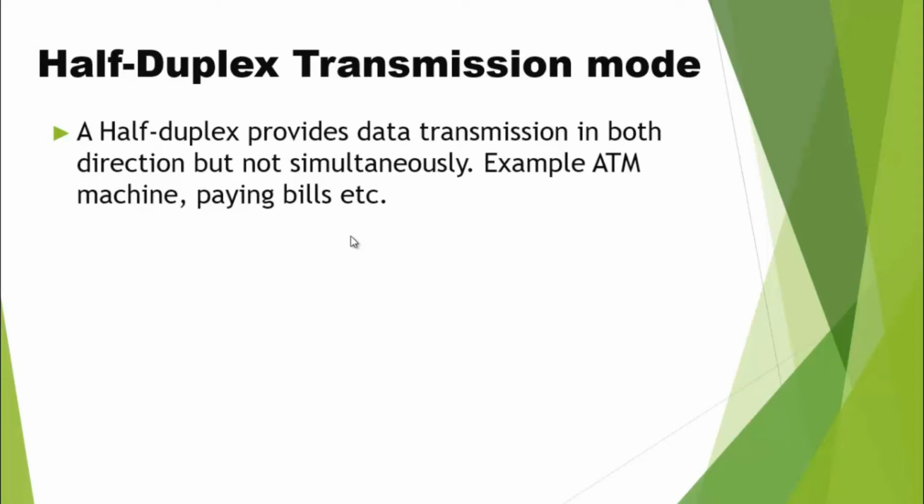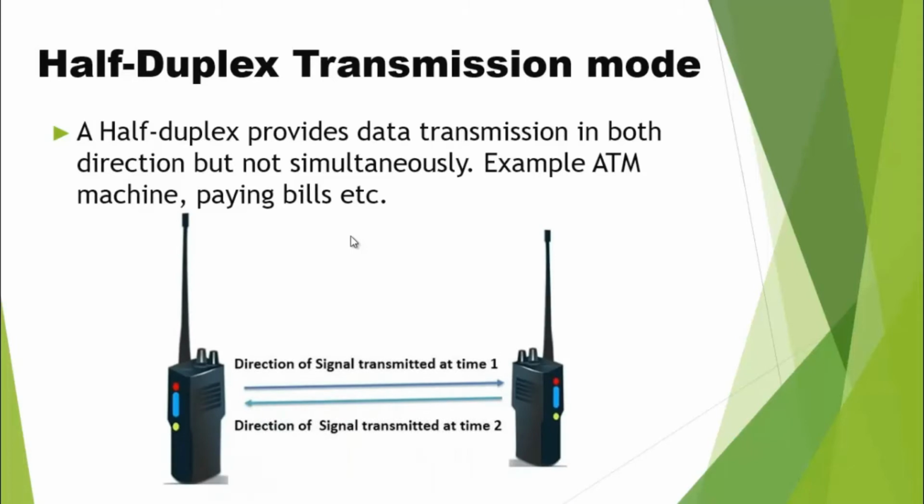Or you are going to pay a bill. Whenever you hand over your bill to the cashier, you have to wait for the cashier. He will return your bill, and also the cash. So that is half duplex transmission mode. The walkie-talkie system also comes in half duplex. With a walkie-talkie, both sides communicate but not simultaneously.